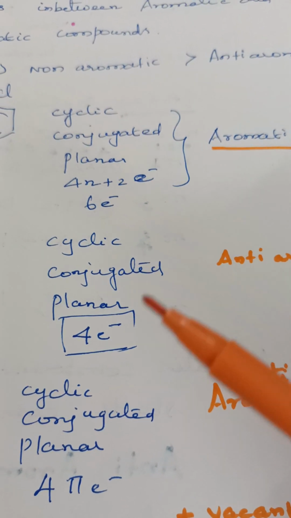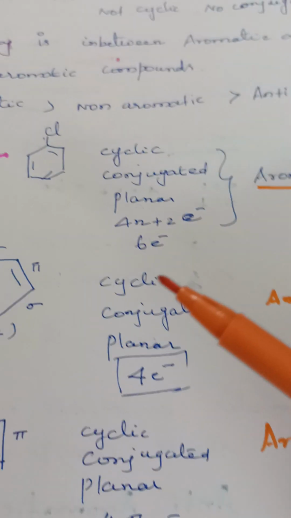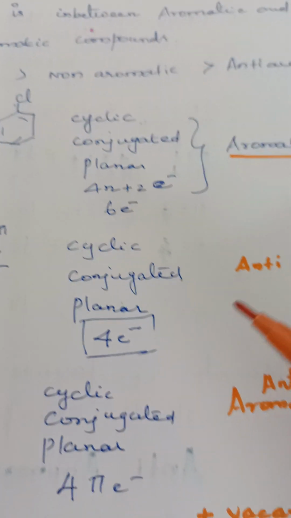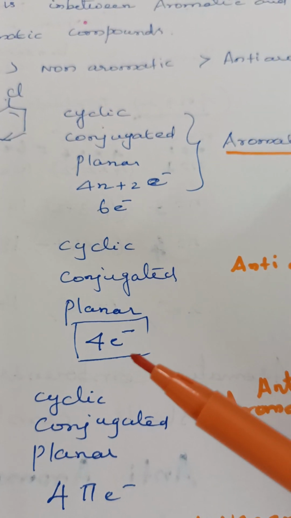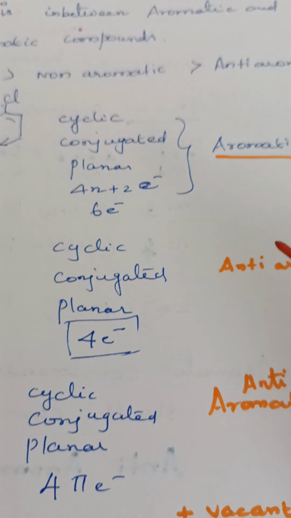2 plus 2, 4. 4 pi electrons are present, which means it is anti-aromatic. That is the second one. 4n pi electrons are present. Even though it followed the first 3 rules, it is the fourth rule this compound doesn't follow. That's why it is anti-aromatic.